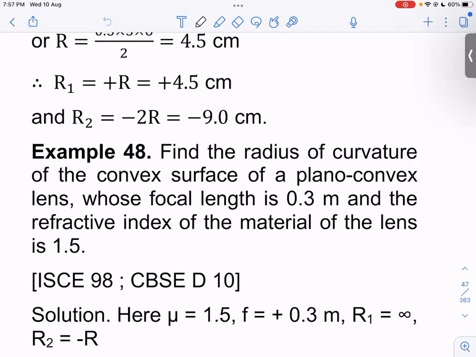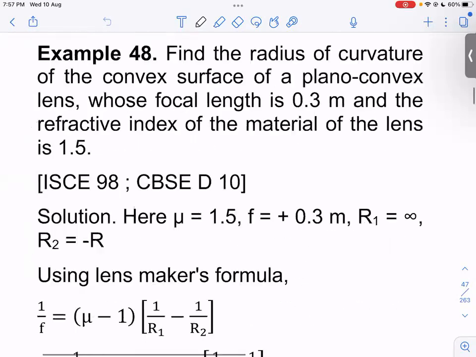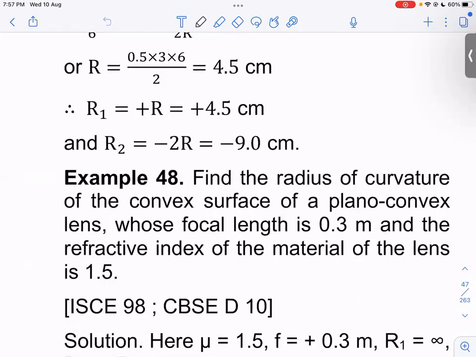That's it. 10 by 6. Sir, what are they asking? Radius of curvature. Will you use the proper sign convention? What is the formula? 1 by f is equal to u. 1 by r. Okay, that's it.